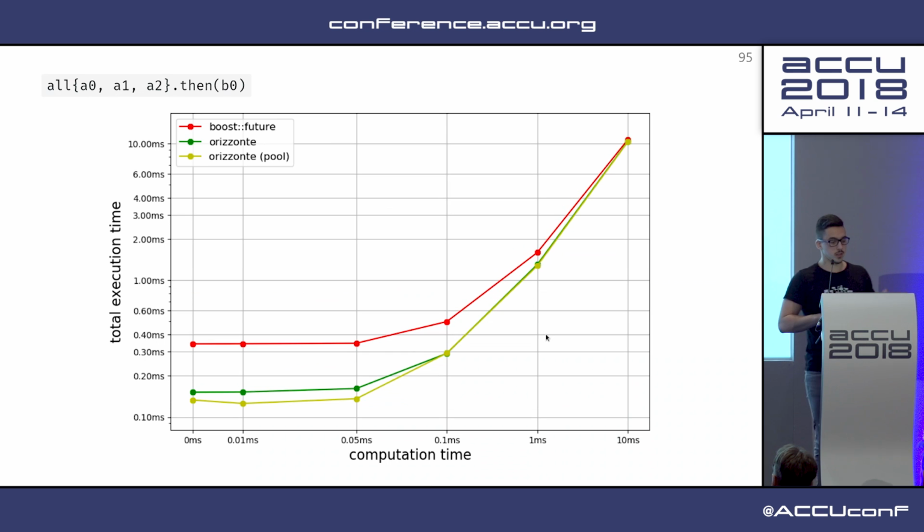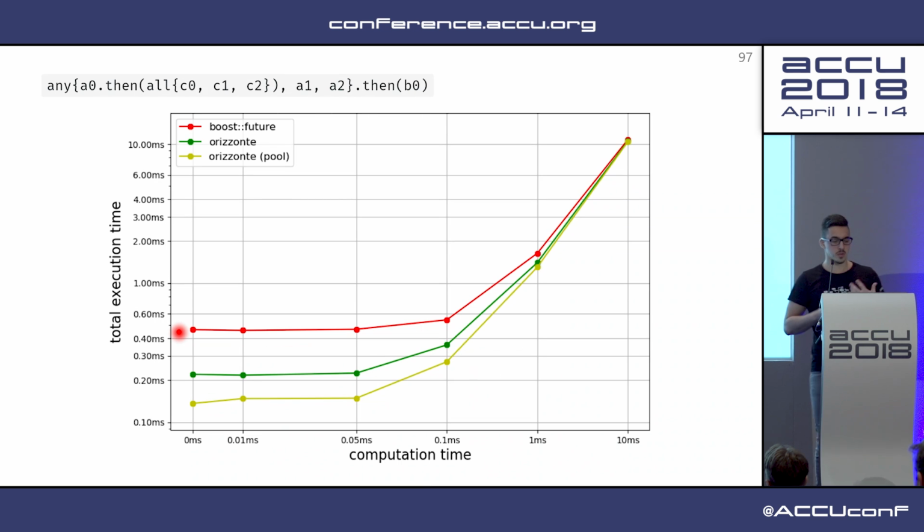Then I went a little bit wild. I tried with all. And with all, you can see that there is a difference between using the detached scheduler and the pool scheduler, because this is where we're actually creating new threads for the computations. Then I tried with any, and it's very similar to all. Then something a little bit more complicated, maybe an any of a computation that has a continuation, that has an all, and then everything has a then as well. And the results are always very similar.